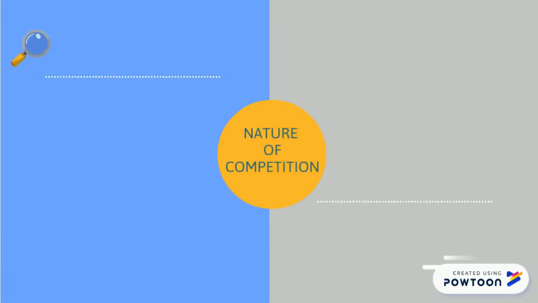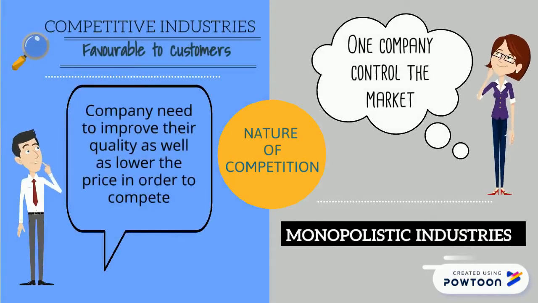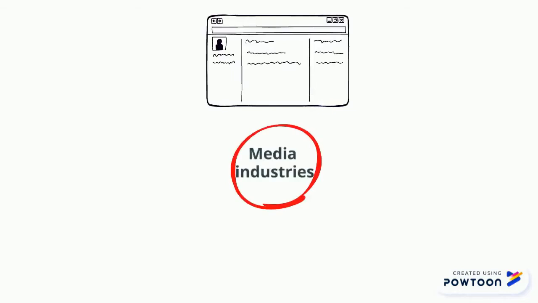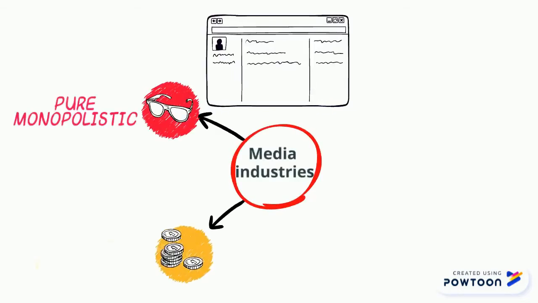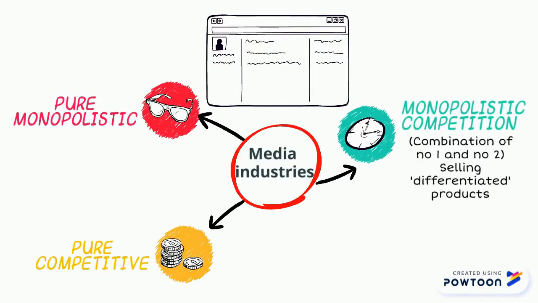In the nature of competition, there are two types of industries. The first is competitive industries. The company needs to improve their quality as well as lower the price in order to compete. Second, monopolistic industries. Only one company controls the market. There are three types of media industries: pure monopolistic, pure competitive, and monopolistic competition, which is a combination of number 1 and number 2. They are selling differentiated products.